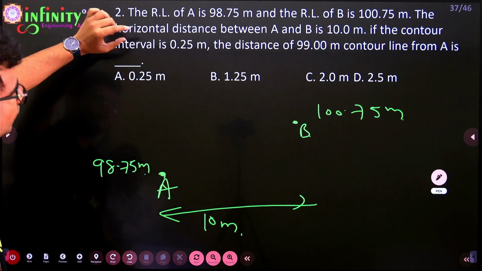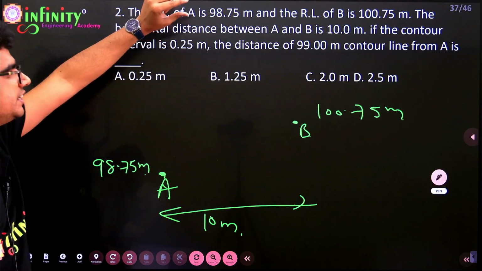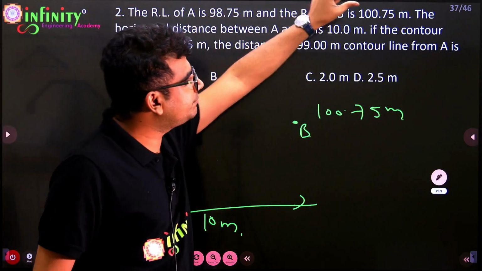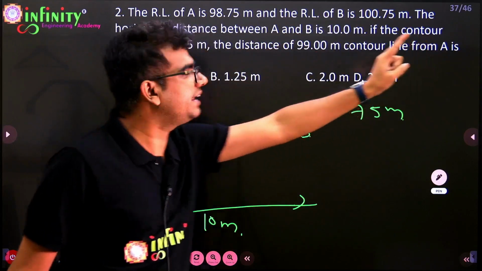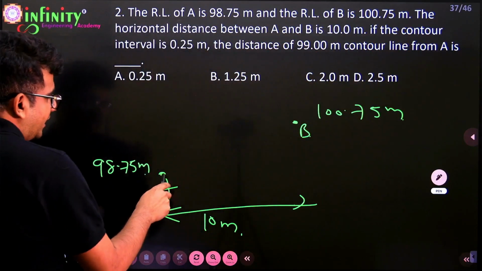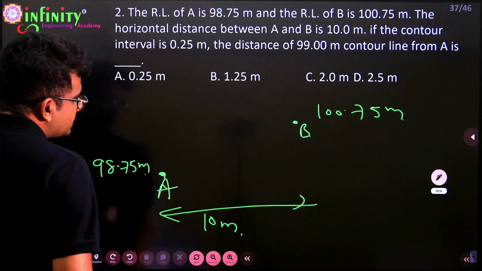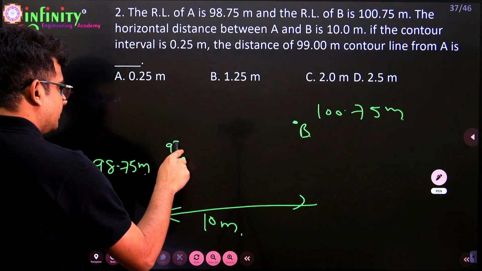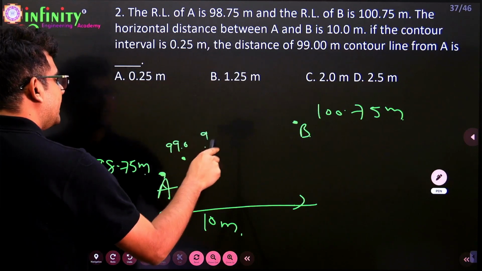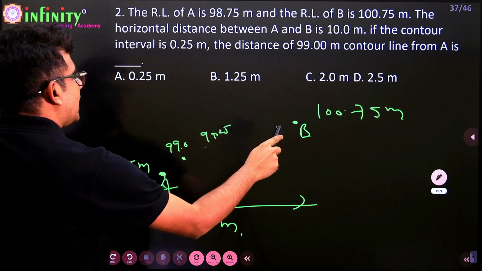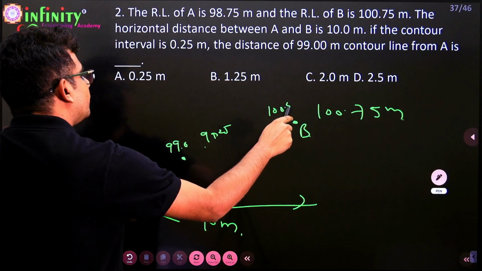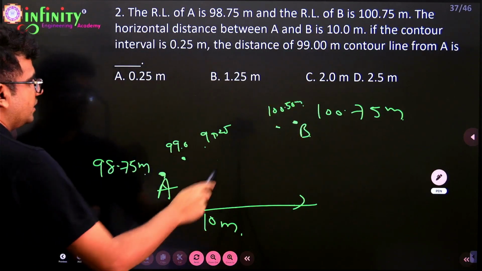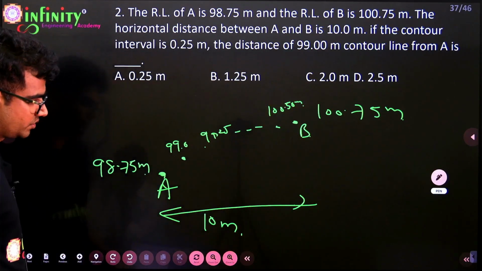Then if the contour interval is 0.25 meter, the distance of 99 meter contour line from A is, so here contour interval is 0.25 meter, so next contour will be of 99 meters. 99, next will be 99.25. So like this, somewhere here you will have the contour of 100.50 meters. So in between you will have number of contours.